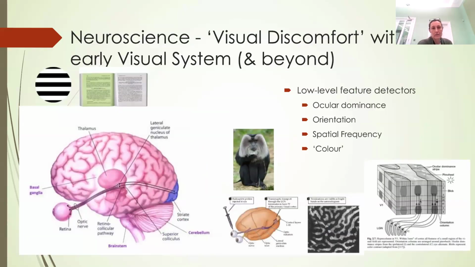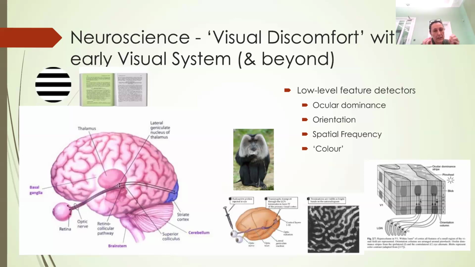So visual discomfort may originate within the visual cortex. Within the visual cortex, we know that there are low-level visual neurons that respond to low-level features of an image, so things like orientation. If a line is this way, there's a specific neuron in the visual cortex that responds to it. We know this from the work of Hubel and Wiesel.